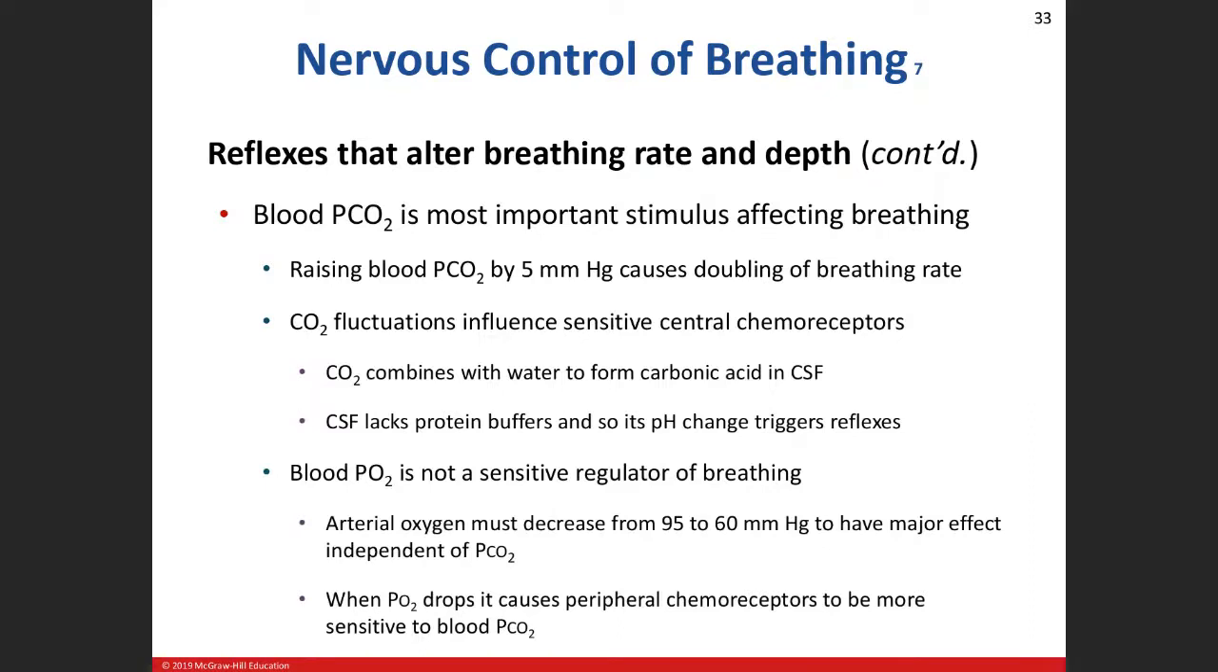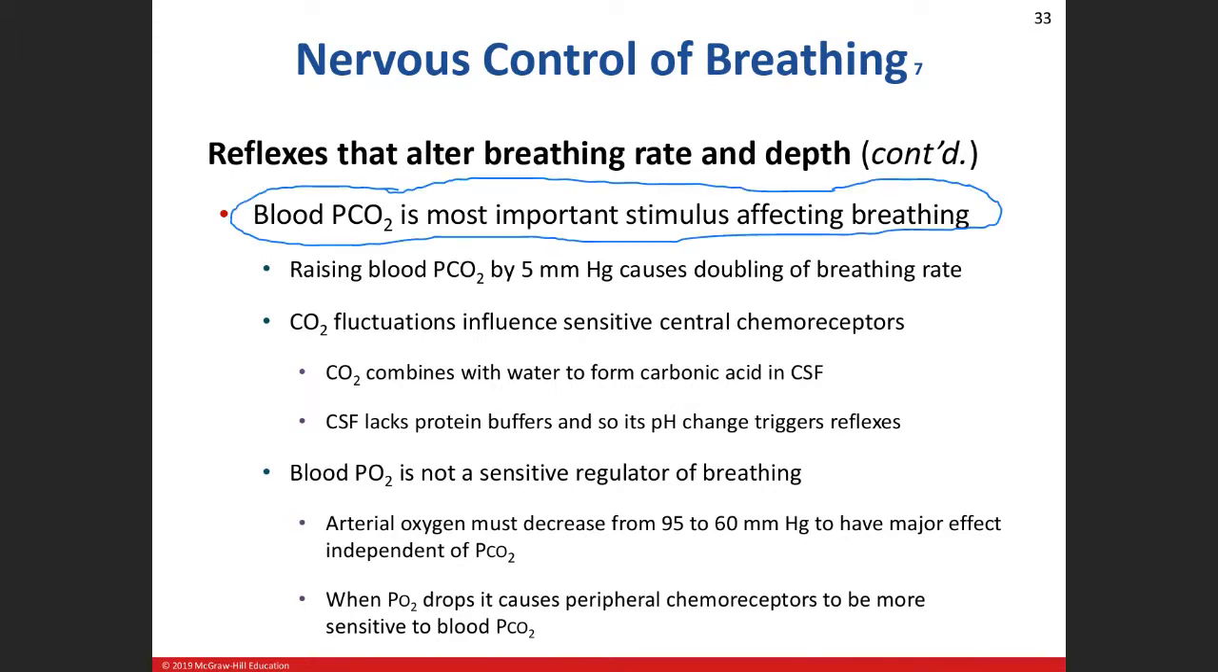Now, when we're dealing with the concentration levels of carbon dioxide in the blood, I do believe I mentioned this before, or at least in the video that got erased, but in our blood the amount of carbon dioxide plays a much larger role than the oxygen levels. You would think it'd be the other way around, but the blood carbon dioxide level is the most important factor or stimulus affecting our breathing. If it changes by a value of 5 millimeters of mercury, we can double the breathing rate. That's how sensitive the chemoreceptors are to carbon dioxide levels.